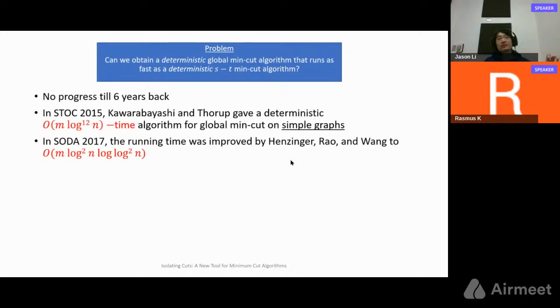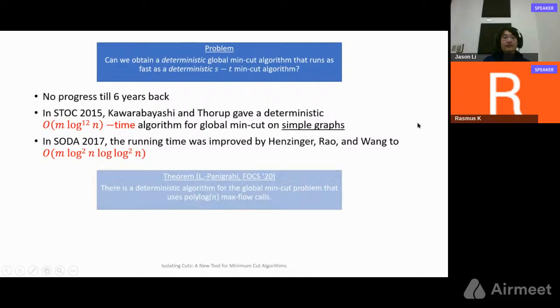For this problem, or for the more general deterministic global min-cut problem, no progress was known since the MN time algorithms until 6 years back, where in a breakthrough, Kawarabayashi and Thorup gave a deterministic algorithm for simple graphs in near linear time. This paper actually recently won the Fulkerson Prize. This running time was subsequently improved, and some polylog factors were shaved. But until then, nothing was known for general weighted graphs. All these results only hold for simple graphs. So in this talk, we discuss the first improvement on this problem for weighted graphs.